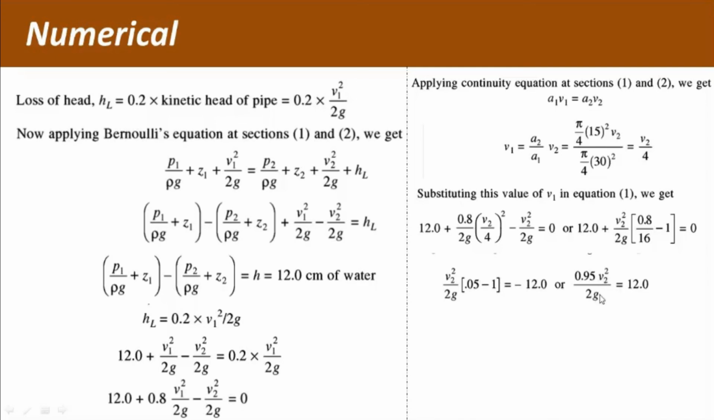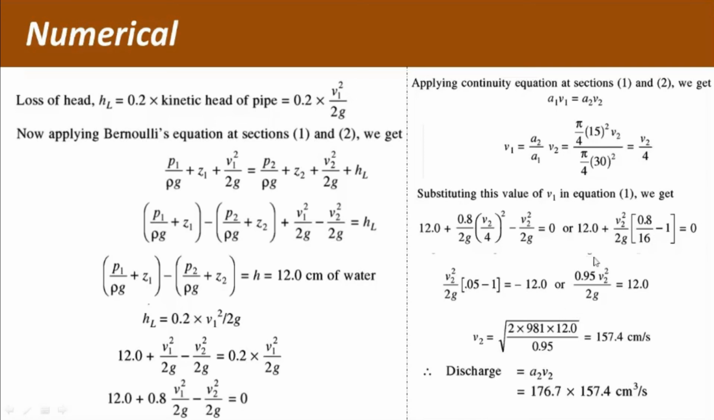Now here you will take the value of g as 981, because above you took everything in centimeters. Even if you take 9.81 here it will work, but in that case V2 will come in meters per second. But since you took all the values above in centimeters, basically you take 981 here. So you can multiply by 2g and divide by 0.95 and then take the square root. Finally you will have V2 equals the square root of 2 into 981 into 12 divided by 0.95. It comes out to be 157.4 centimeter per second.